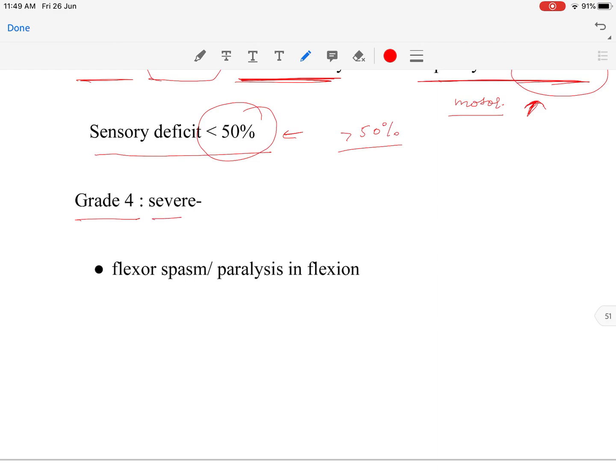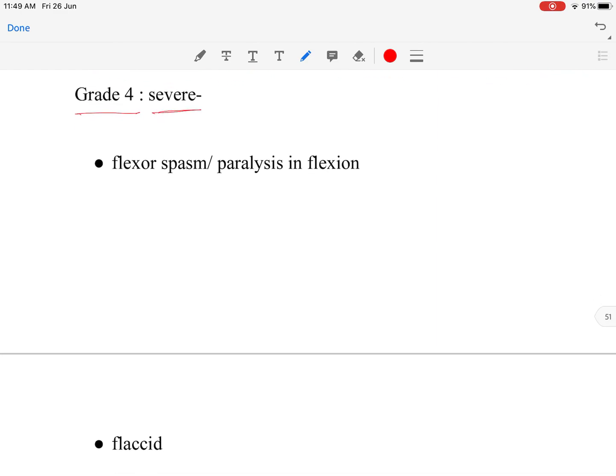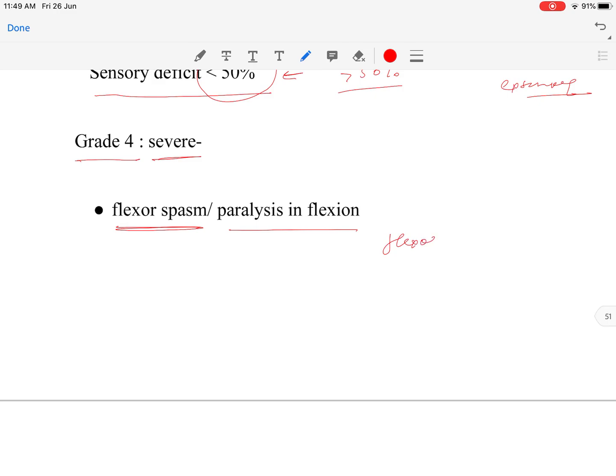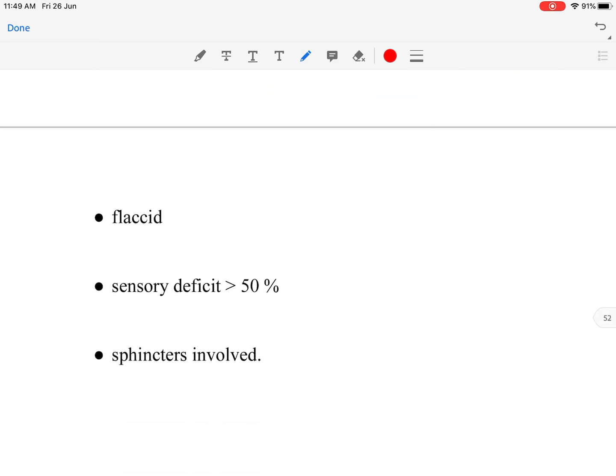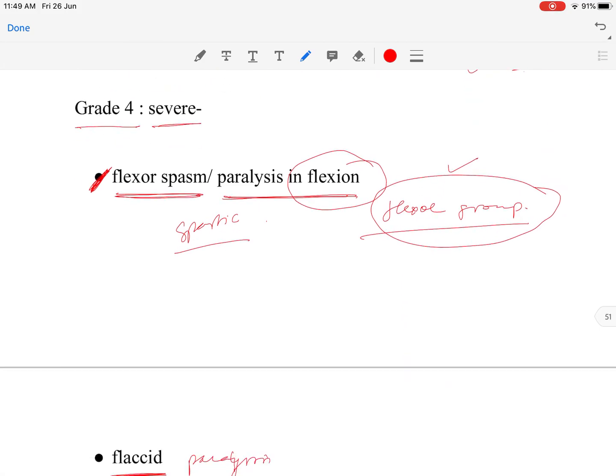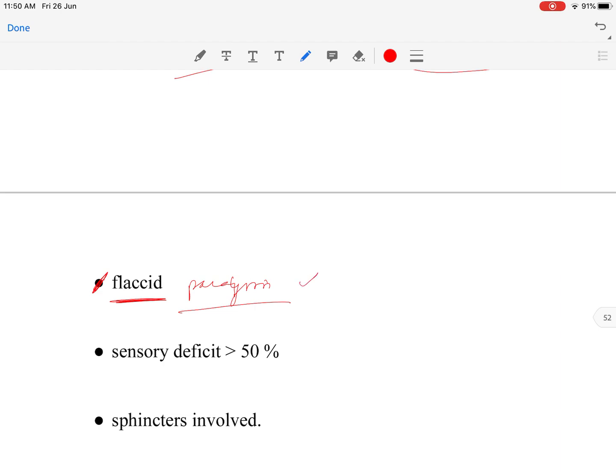Now in grade 4, which is the severe type of paraplegia, the patient can present to us in any of these 4 ways. He or she can either have a flexor spasm or the paralysis is in flexion. So in extension it is the extensor groups that are involved, and in flexion it is the flexor group of muscles that are involved. So flexor group of muscles are involved later and extensors are involved first. So in grade 4 the patient may present either with flexor spasm or paralysis in flexion, or the patient can have altogether a flaccid paralysis. Here it is the spastic paralysis which is in flexion. Here it is the spastic paralysis which is in extension. But in grade 4 the patient may present with a flaccid paralysis altogether.